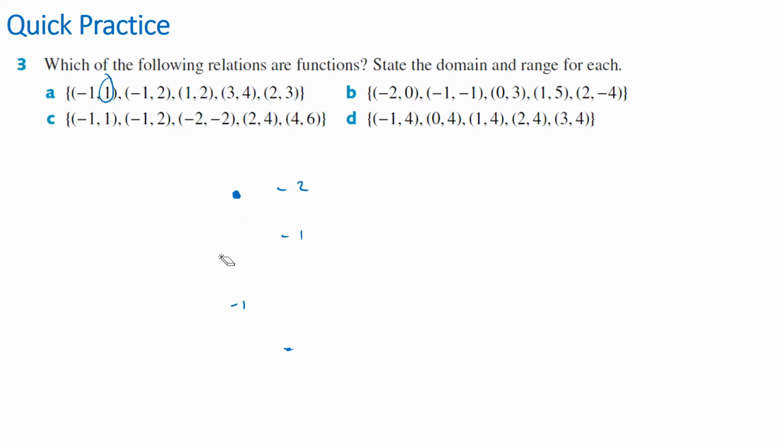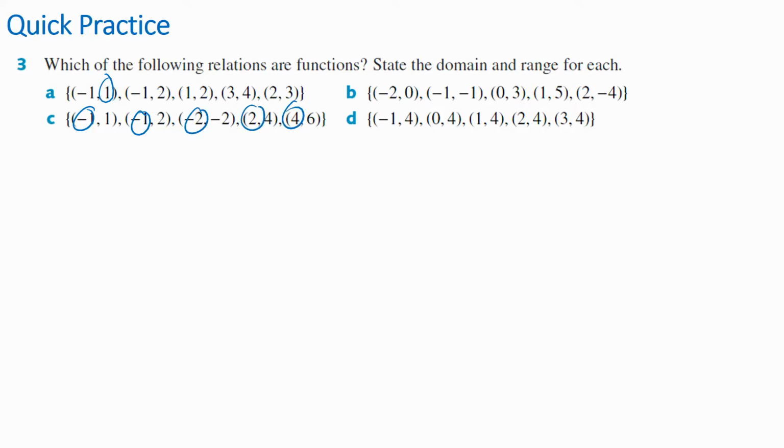So the first one is obviously a relation. What about the second one, B? Is that a relation or a function? Function, fantastic. -2, -1, 0, 1, 2. No repeated x values. Function. Next one. -1, -1, -2, 2, and 4.